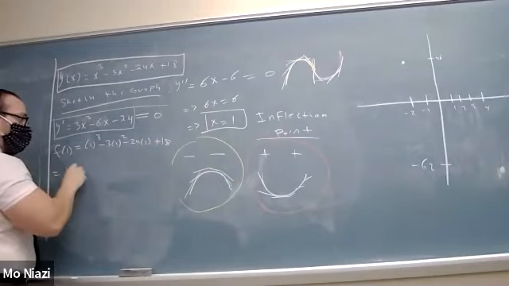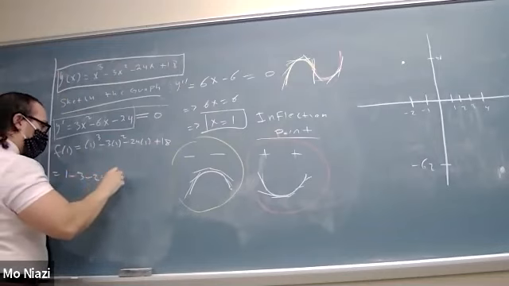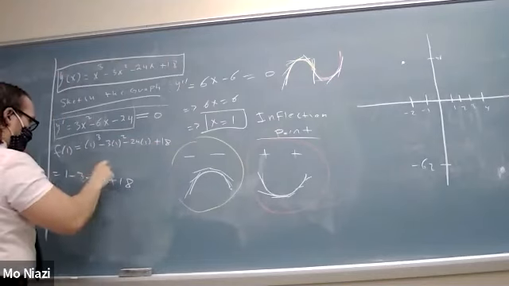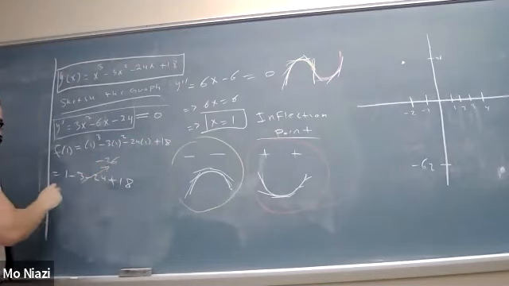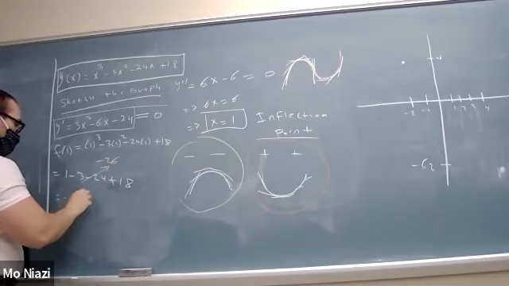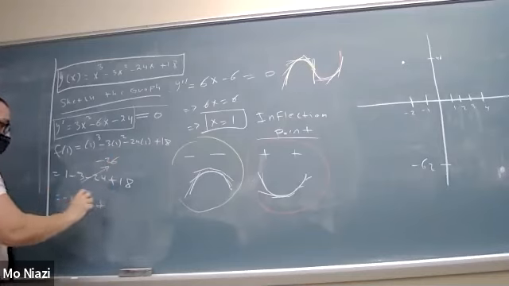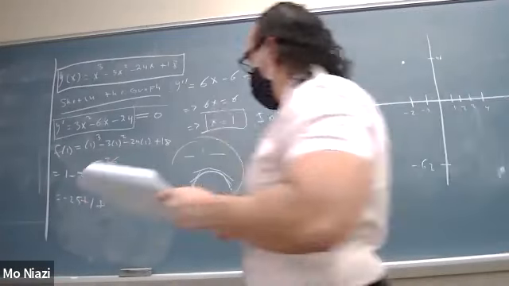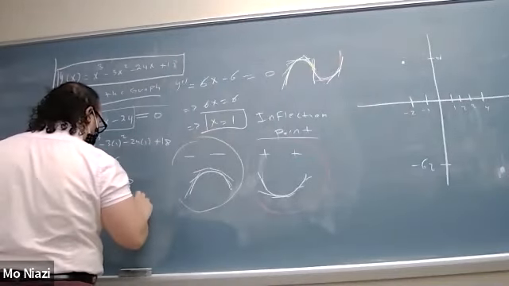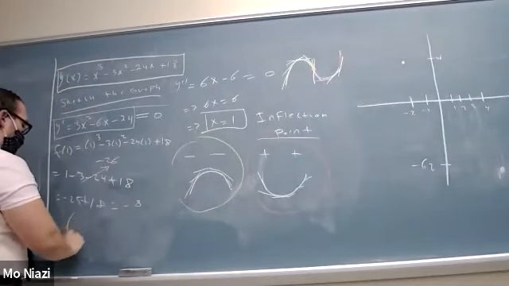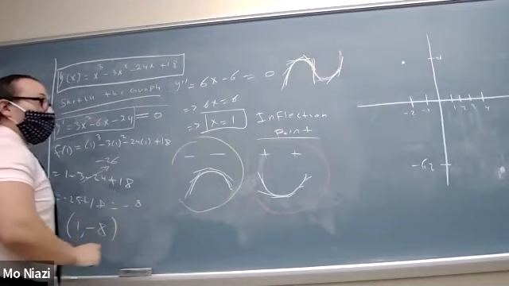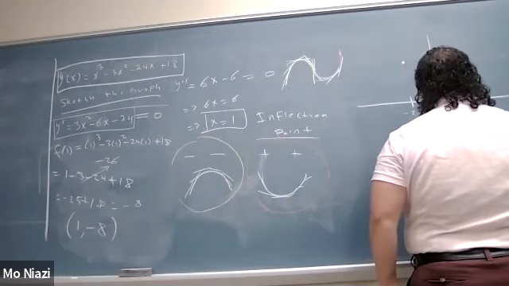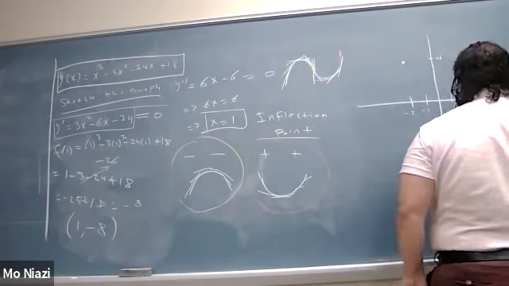So notice this becomes a 1 minus a 3 minus a 24 plus a 18. What do we get here? Negative 26. This becomes negative 25 plus 18. What do we get here? Negative 8. So our inflection point occurs at 1 comma negative 8. So we go to 1, we find negative 8, we put a dot.